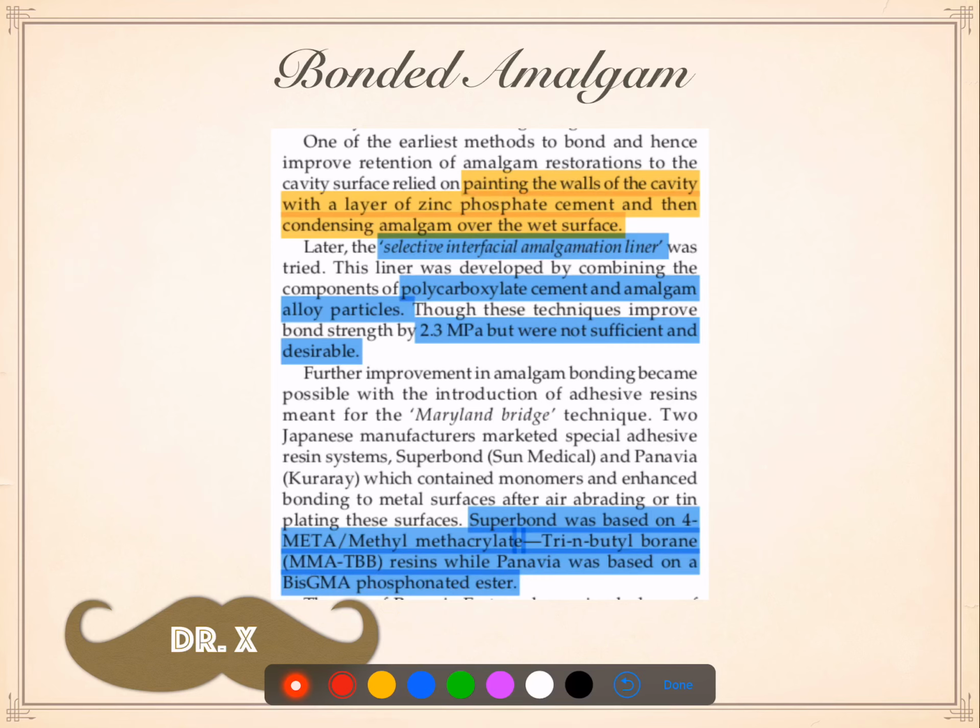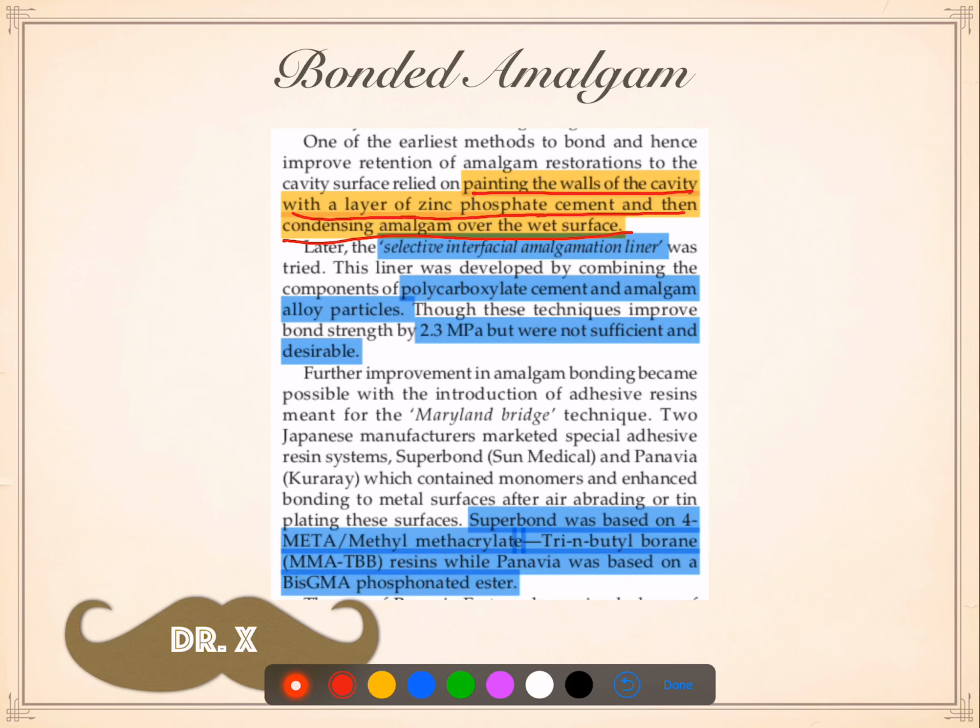Next one is a few important questions about bonded amalgam. Basically, the main reason they tried this is to increase the bonding between the amalgam and the tooth, because the retention of amalgam is basically mechanical retention. So they wanted a bond with the tooth surface. The first thing they tried was painting the walls of the cavity with a layer of zinc phosphate cement and then condensing amalgam over that wet surface.